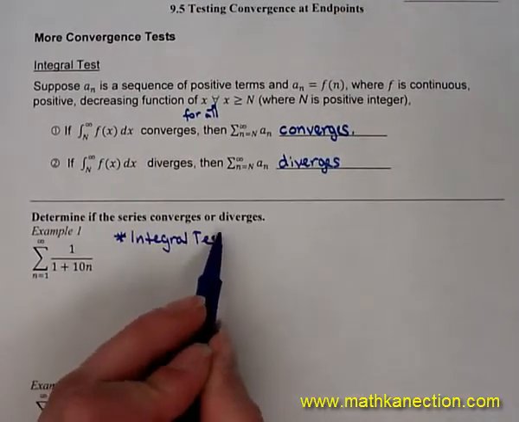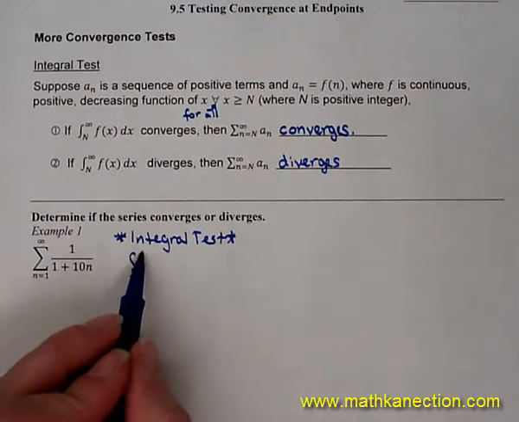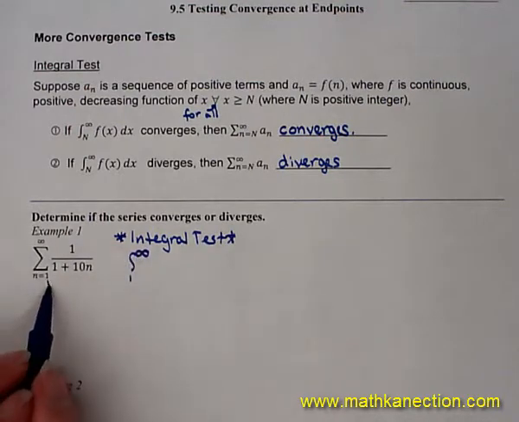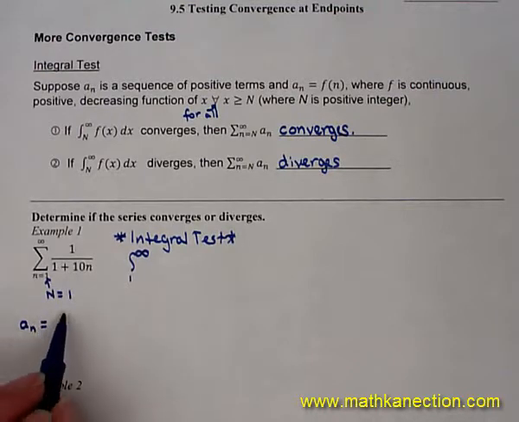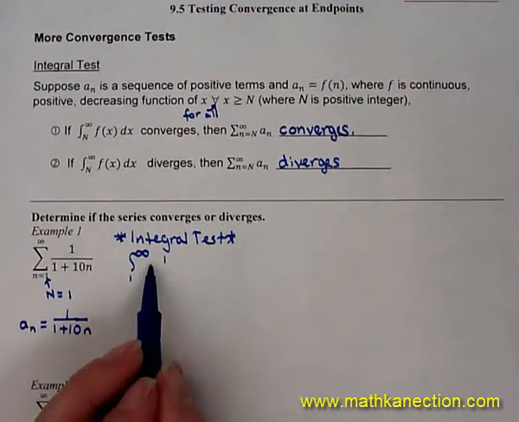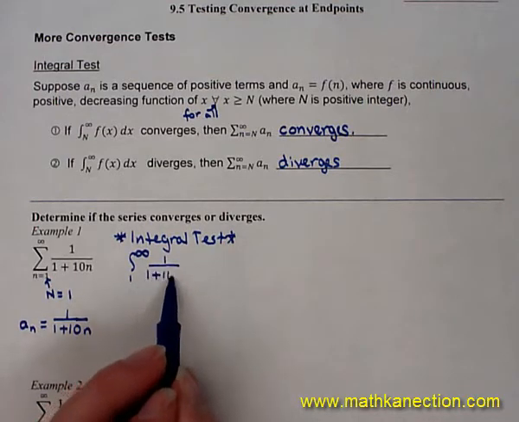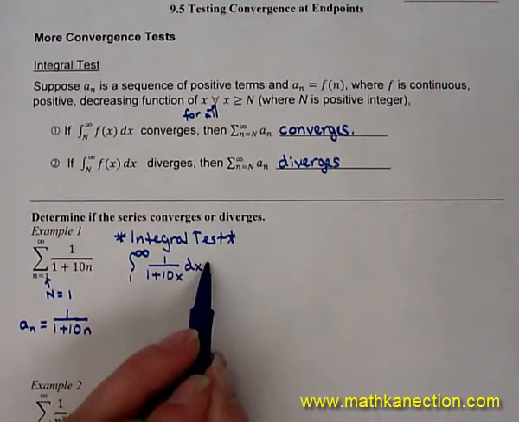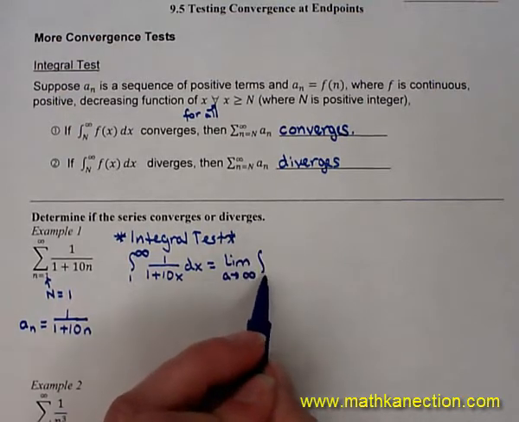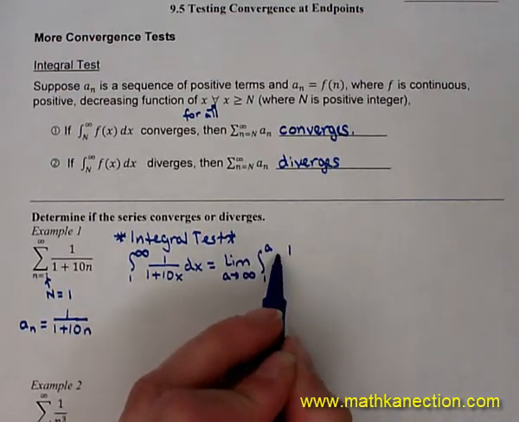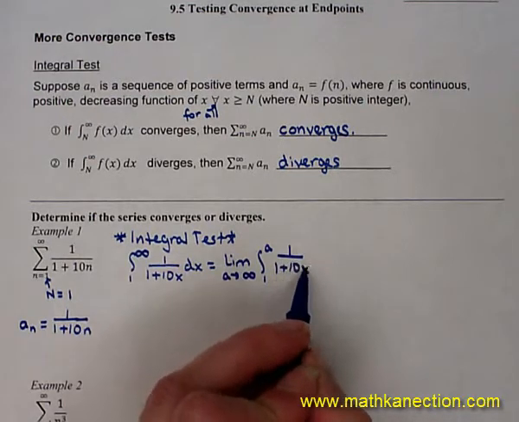So for our first example, we're going to do the integral test. So we'll look at the integral from 1 to infinity, 1 because the value of capital N is equal to 1. And then the a sub n is 1 over 1 plus 10n. So we'll integrate 1 over 1 plus 10x dx. This is an improper integral, so we have the limit as a approaches infinity of the integral from 1 to a of 1 over 1 plus 10x dx.